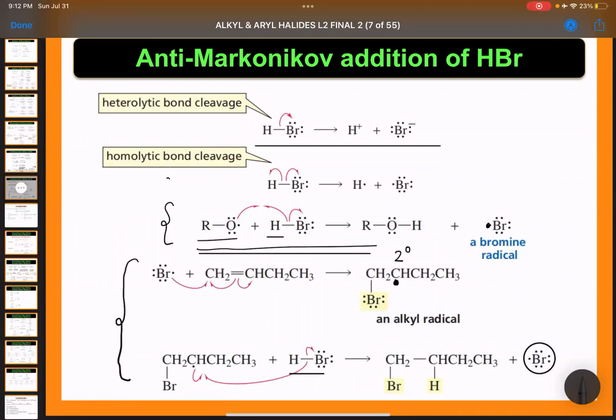So F radical or Cl radical don't form. Another way of saying this same statement is that F radical and Cl radical are unstable. That's why they don't form. And it is difficult to break the H radical from HF and HCl.